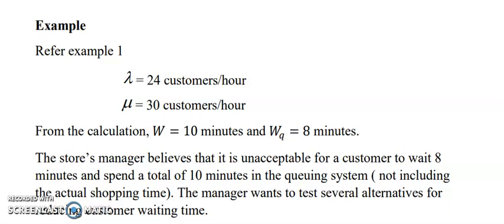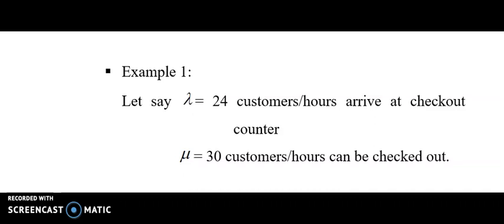Now we go to the second example. This example actually refers to the first example in our first section in this chapter. So this is example 1. In this example 1, we assume that lambda equals 24 and mu equals 30 customers per hour. And in this example, we calculate all the characteristics: P0, L, LQ, W, WQ.